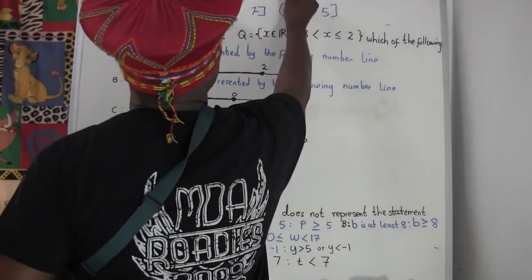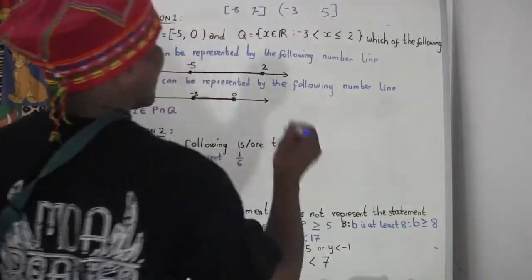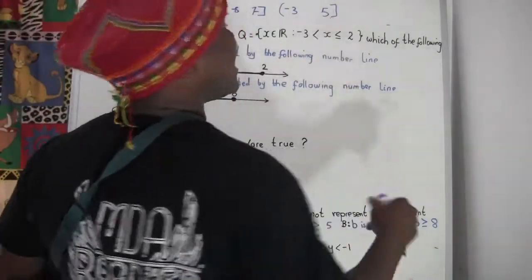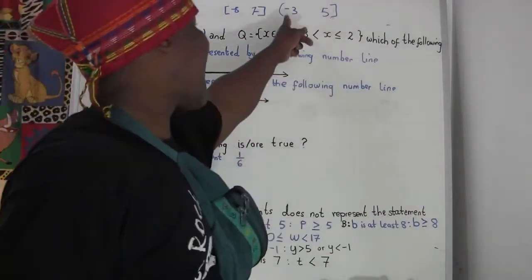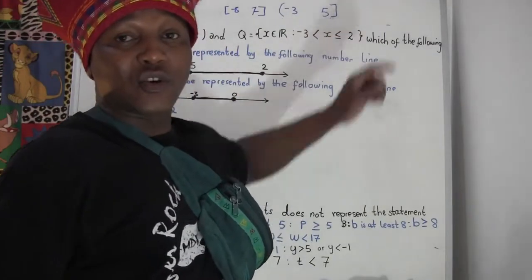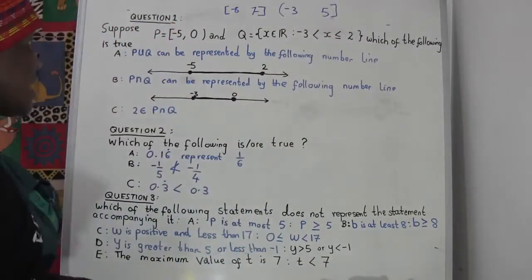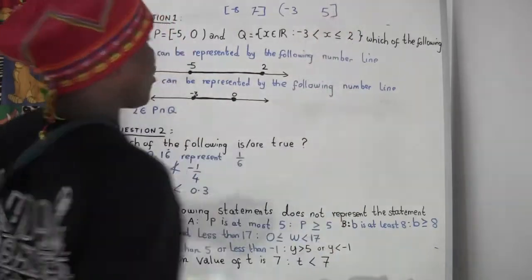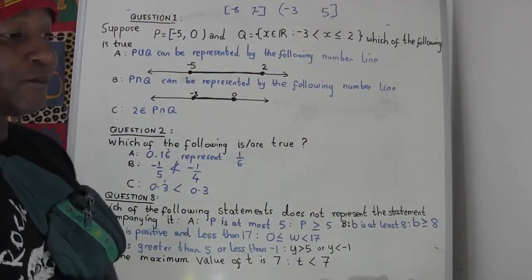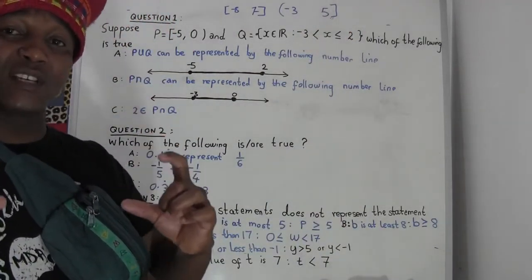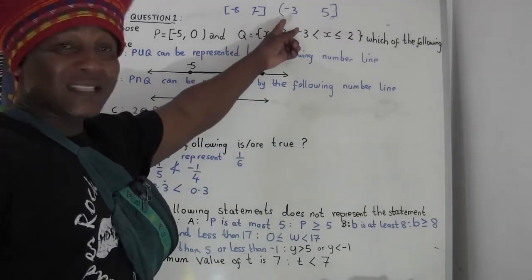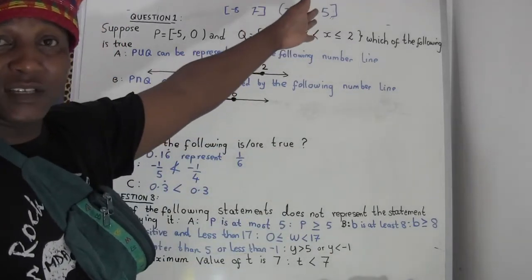It could be -2.99999, and then you go all the way to exactly 5, because this is excluding and this is including, so you have to pay attention to those brackets. This type of writing we call interval notation, because it only shows the interval where something starts and where something finishes.